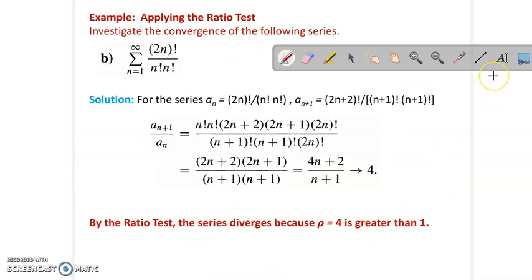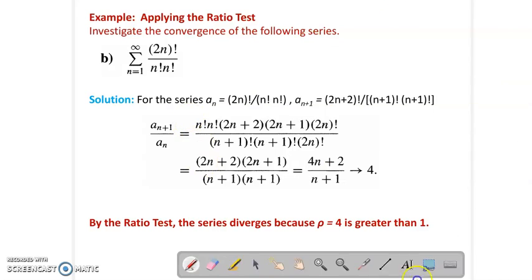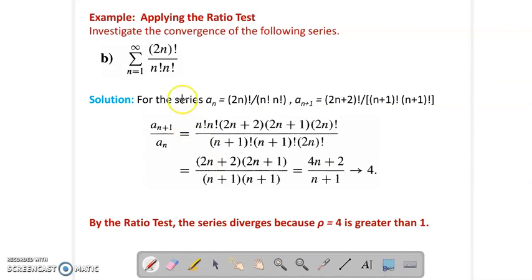Next is applying the ratio test. Investigate the convergence of the following series. Summation n going from 1 to infinity (2n)! upon n! into n!. So the nth term of the series is given by a_n. Find a_(n+1) just by replacing n with n plus 1. So we have (2n+2)! upon (n+1)! (n+1)!.